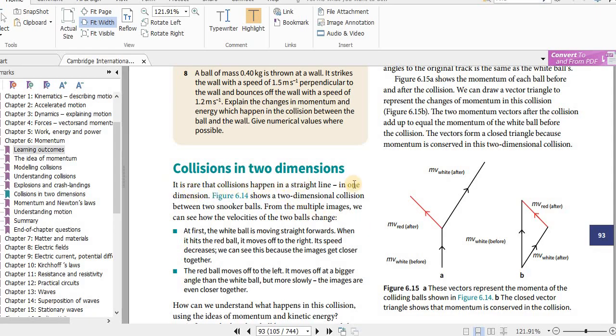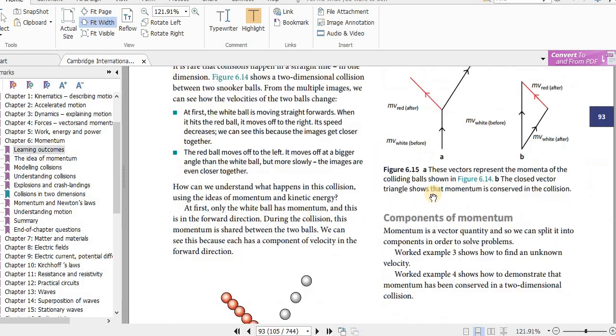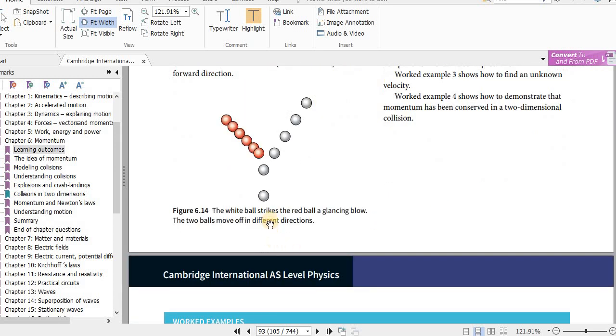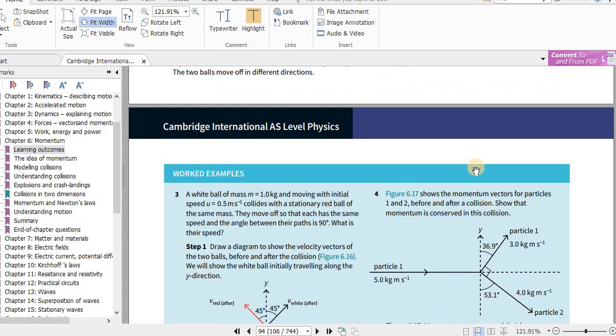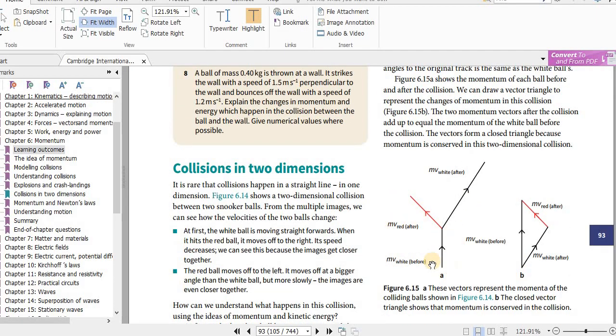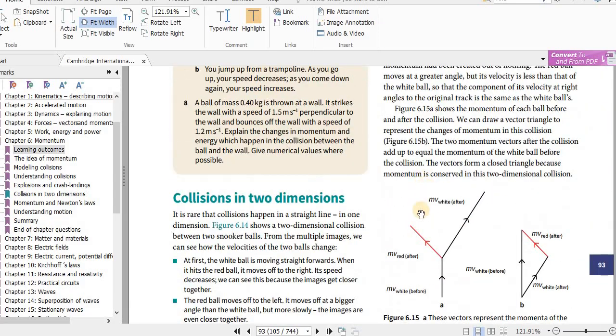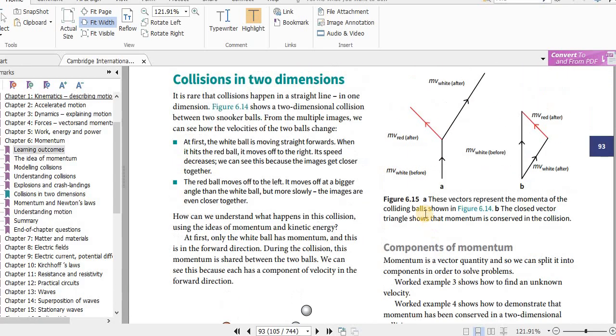It is rare that collisions happen in a straight line in 1 dimension. So okay, here is an example. You can see here, this ball collides with this. This goes that way, this ball goes in the other direction. Alright, so here you can see what happens. So what happens in the beginning, only the white ball was moving, and the red ball was stationary. Now after colliding, the red ball moves that way, and the white ball moves this way.